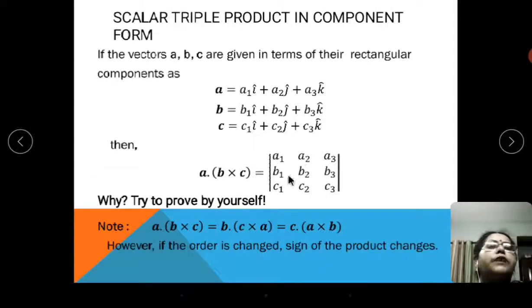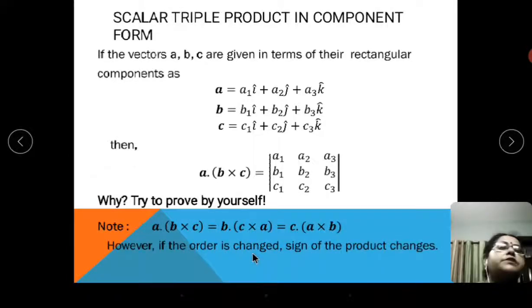If you remember, if in the determinant the rows are interchanged by one place, then the sign changes from positive to negative or negative to positive. And if the rows change by two places, then the sign remains the same. So if we just apply this property, you can easily get this result, a very useful result.